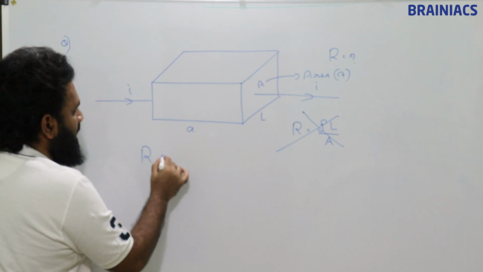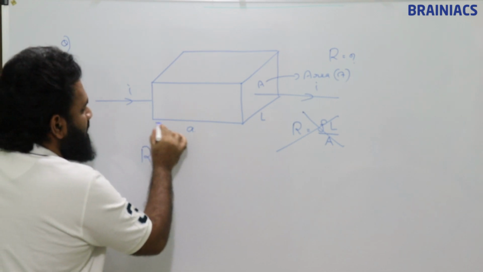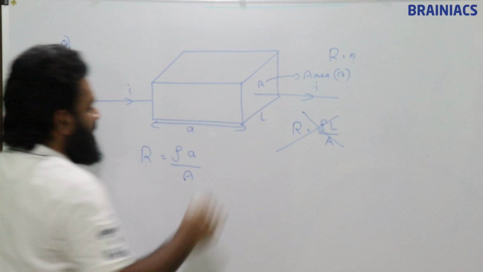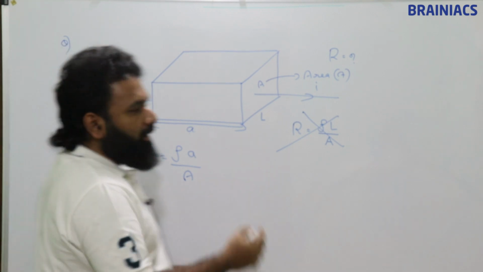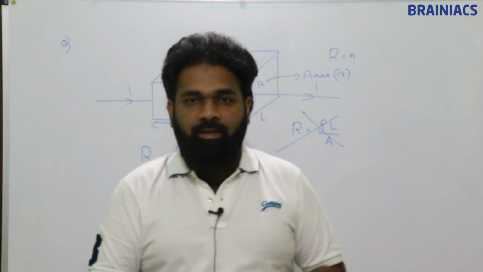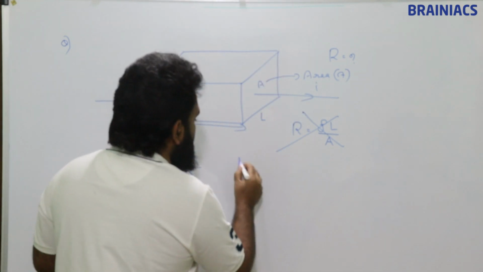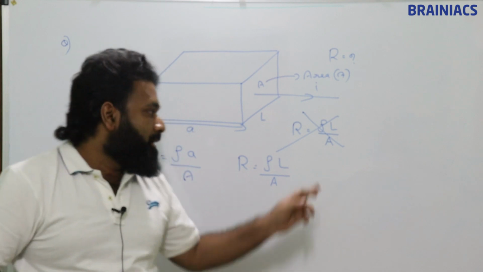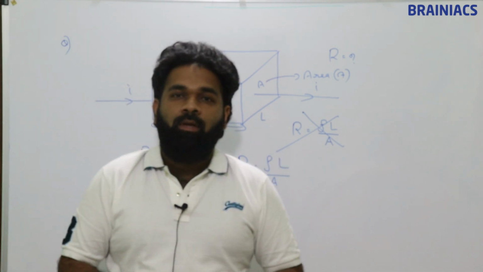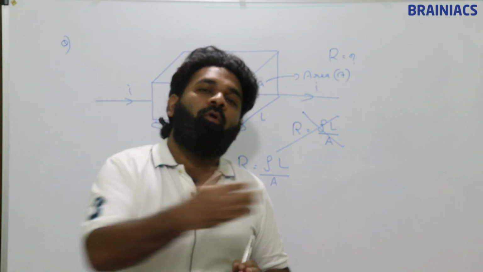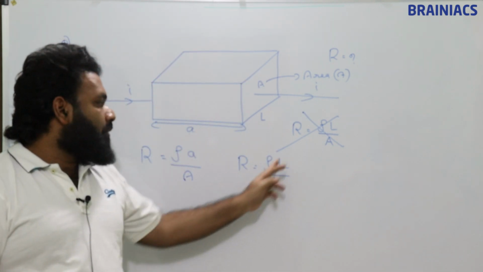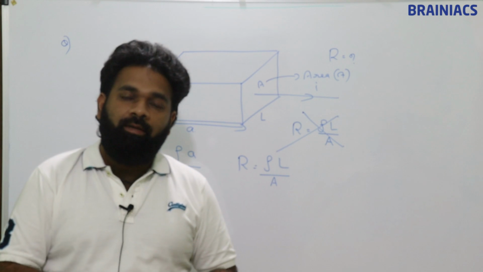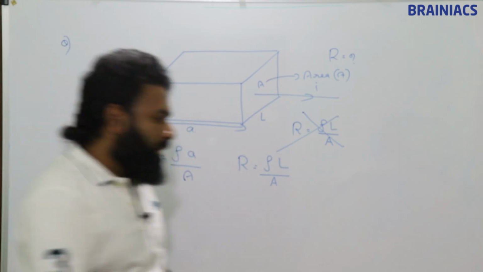Real answer is R is equal to rho, this length is given as A, so rho A divided by this area A. What I am trying to draw your attention to is, when we say R is equal to rho L by A, this length is the length of the conductor along the flow of current. Length is to be taken along the flow of current.